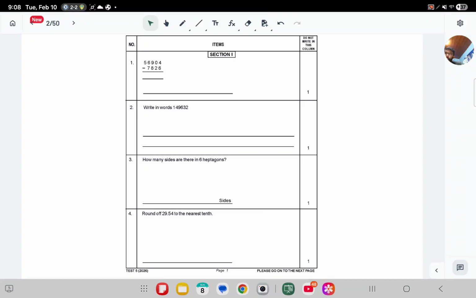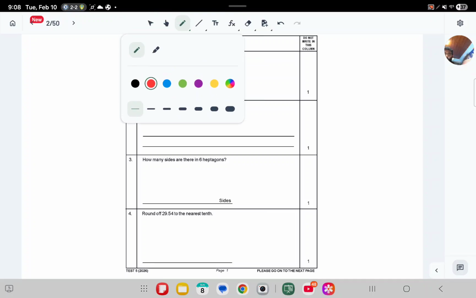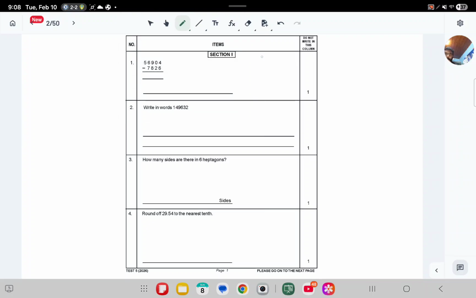56,904 subtract 7,826. When subtracting, we always start on the ones column, which is on the right hand side. 4 cannot take away 6, so we borrow from the nearest whole number, which would be 9. So we have 8, here becomes 10. 10, now we can take 1 from the 10, here becomes 9, here becomes 14. 14 take away 6 is 8.